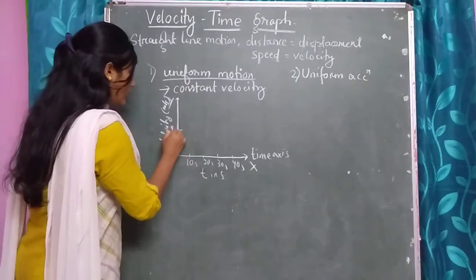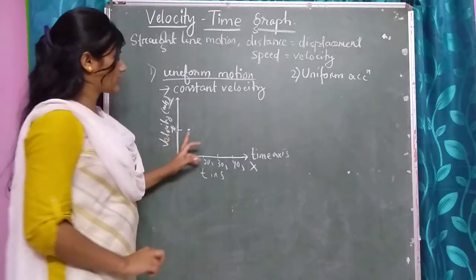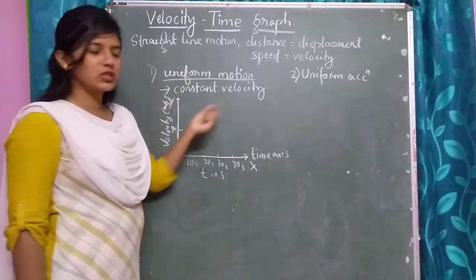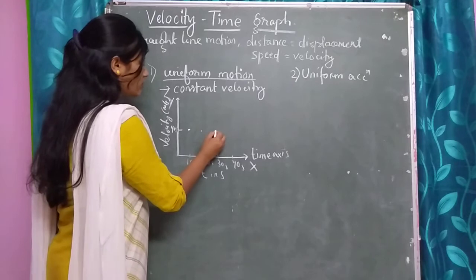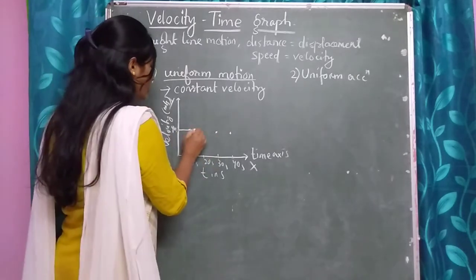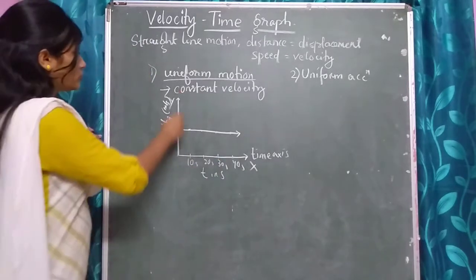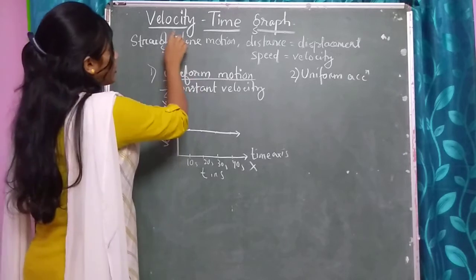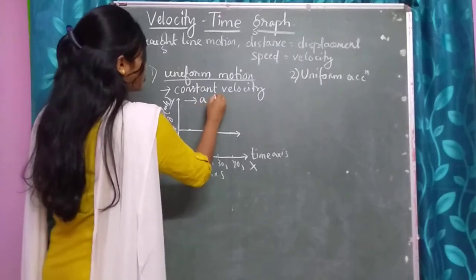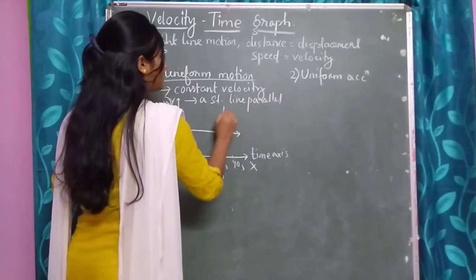Suppose at 10 second it is having 40 meter per second velocity. Then with the passage of time, since there is no change in velocity, for each time the velocity will remain 40 meter per second. So what will be the nature of the graph? It will be a straight line which is parallel to the time axis. So the nature of the velocity time graph for uniform motion is a straight line parallel to the time axis.